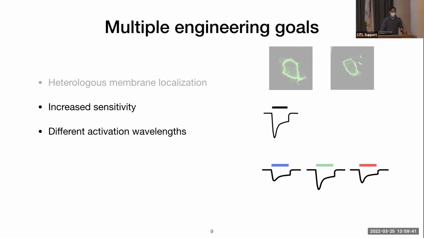You may want to create different activation wavelengths, and that would allow you to have different populations of neurons in the same space that express different channel rhodopsins and get controlled by different wavelengths of light. You may also want different on-off kinetics. So you can imagine something that turns on or off really quickly could be useful, or something that turns on and pretty much never turns off.